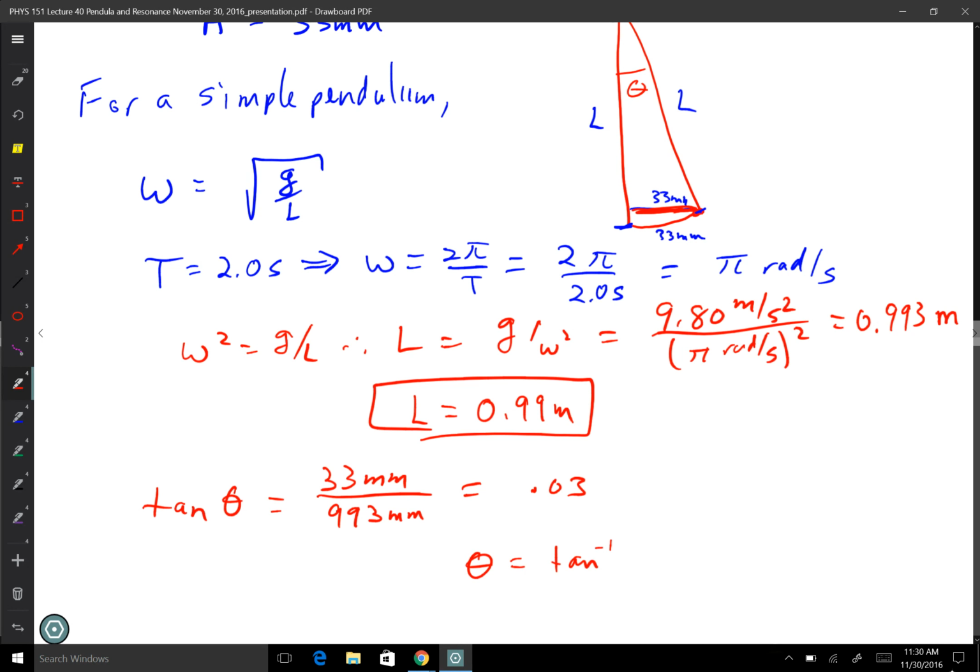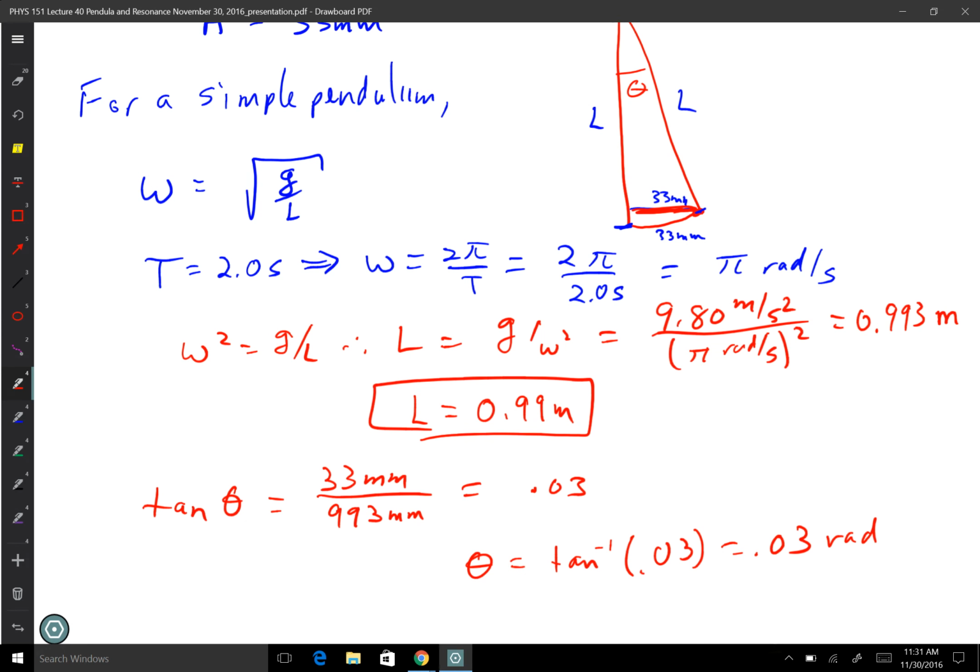Oh, yes, that's also true, but it's 0.03 radians. Because for small angles, remember for small angle, theta is equal to sine theta. And cosine theta is 1 minus theta squared over 2. So if theta is small, that's basically 1. So that means tangent theta is approximately equal to theta for the small angle approximation. So they should equal each other. So we can clearly say 0.03 radians, that's a small angle.